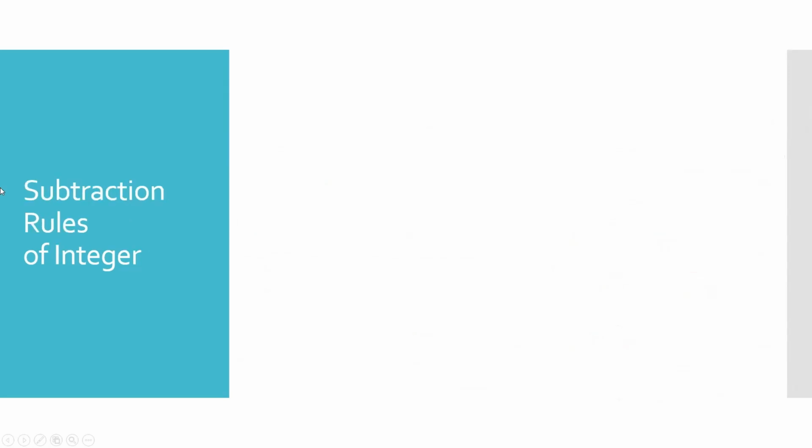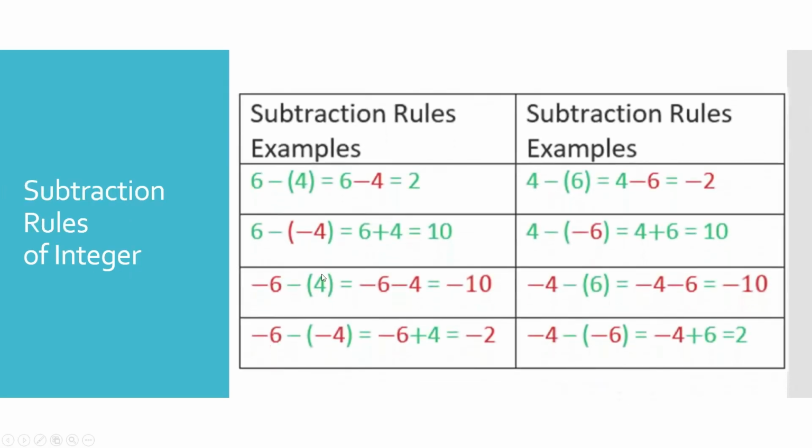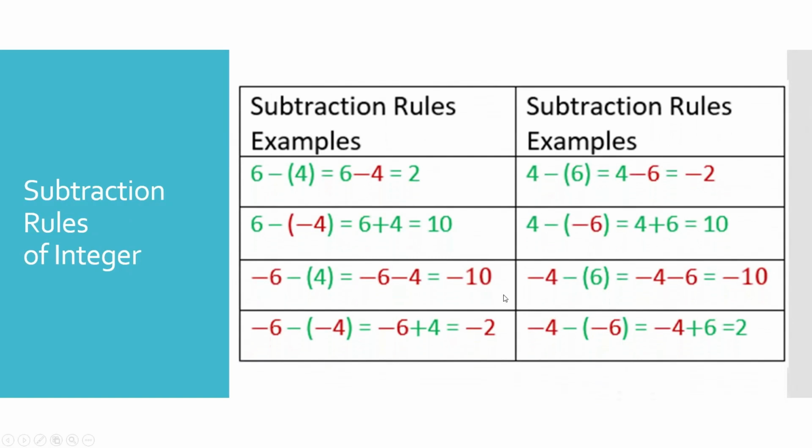Next, let's see the subtraction rules of integers. Here, 8 types of problems can arise. So just observe this properly, and you can understand. First, you see 6 minus 4. This 4 is positive 4. So if you remove the bracket, this minus will make it negative. So 6 minus 4 equals 2. Like minus multiply plus, it has become minus.